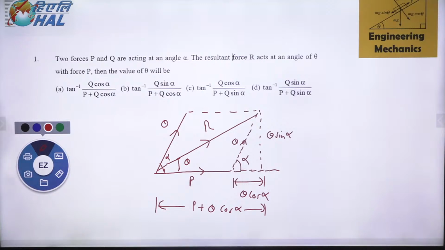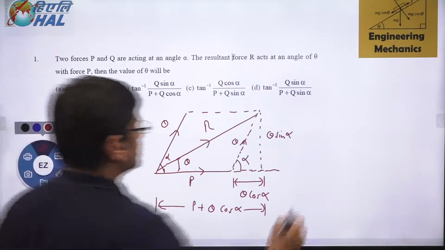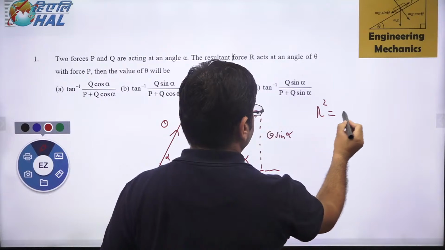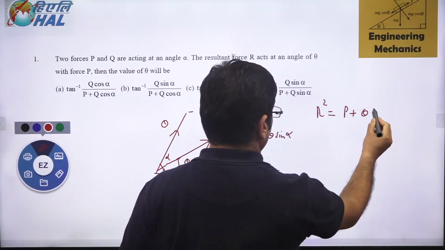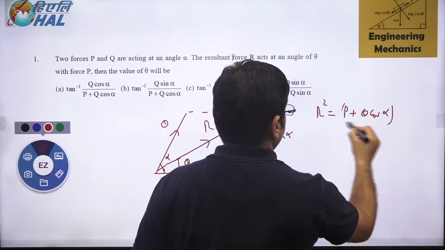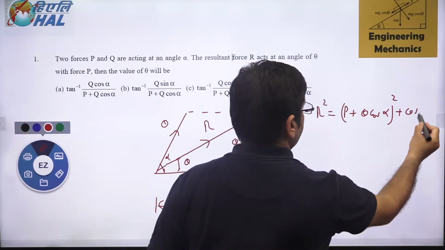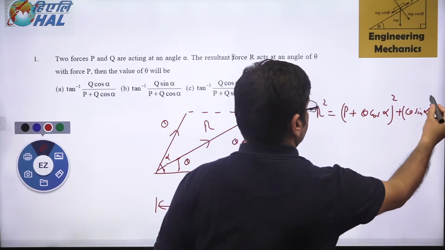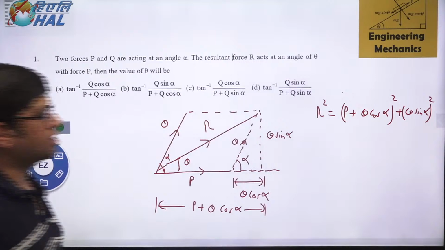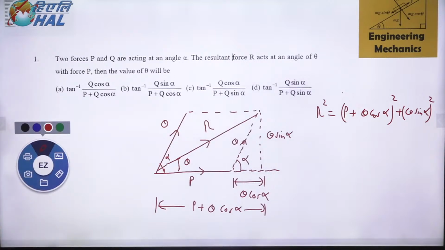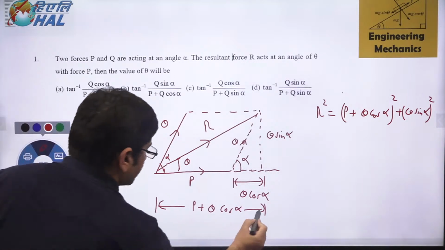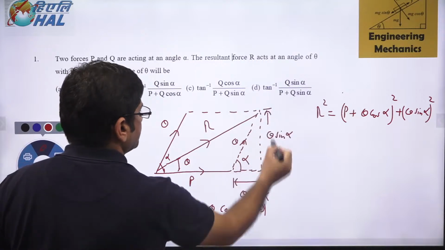Now he has asked you what is the value of theta. That is what he is asking you. First, let me tell you how to calculate the resultant. If you see, the resultant can be R square is equal to (P plus Q cos alpha) whole square, plus (Q sine alpha) whole square. This is the relation between R and P and Q. So this total is P plus Q cos alpha, and this one is Q sine alpha.